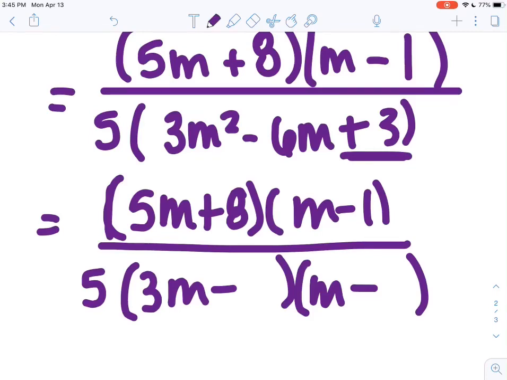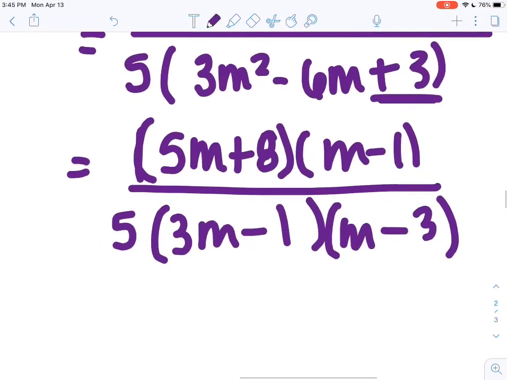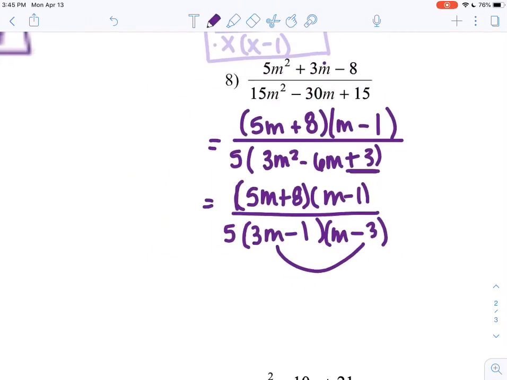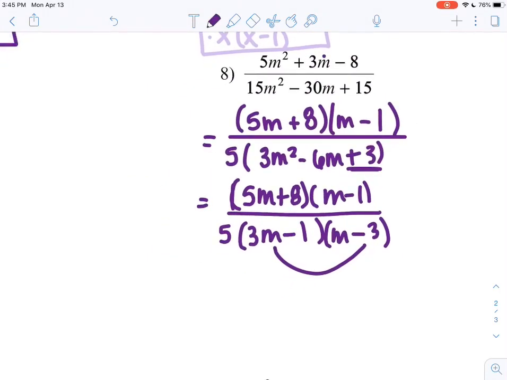Well, I only have 3 and 1. Remember, the 3 can't go in this parentheses because there'd be a GCF. So I'm going to put the 3 over here and the 1 here. So I get negative 9, minus 1. That did not work. 5. Okay, hold on.